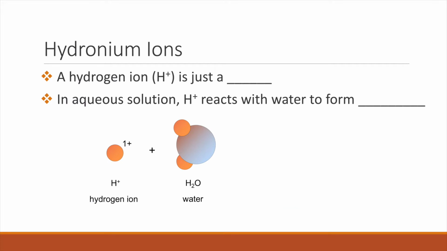The problem with Arrhenius's model is that it talks about H+, but in reality, H+ is just a proton. Hydrogen is made up of one proton and one electron, so when that electron is lost to make a cation, all I'm left with is one proton. But a proton isn't very stable. We don't like having free protons just flying around. So in aqueous solution, H plus is going to react with water to form what we call hydronium.